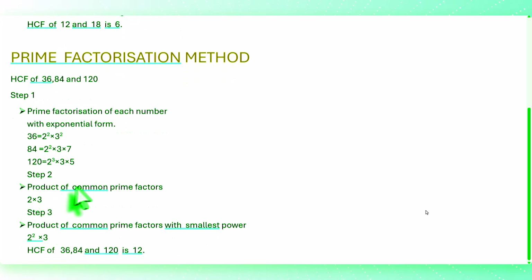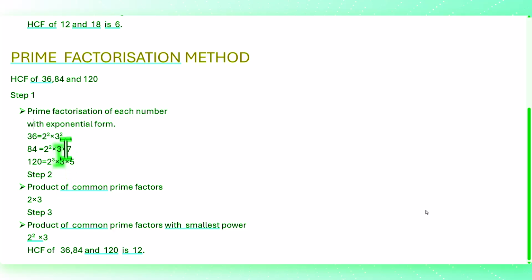Next step, product of common prime factors. Here two types of prime factor are there: common prime factors and non-common prime factors. 2 and 3 are common prime factors, 7 and 5 are non-common prime factors. In HCF calculation, we can exclude non-common prime factors.